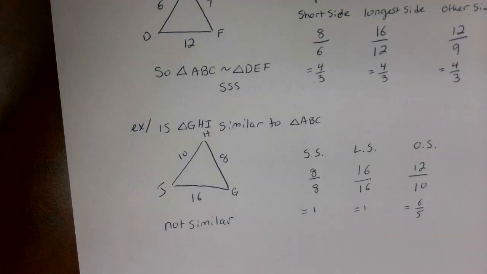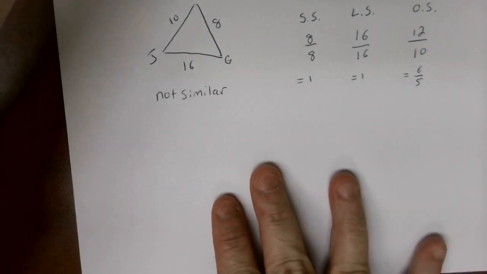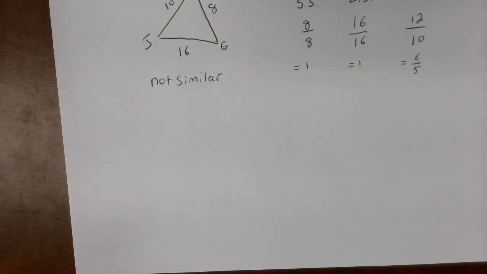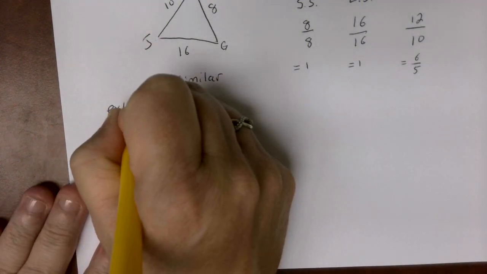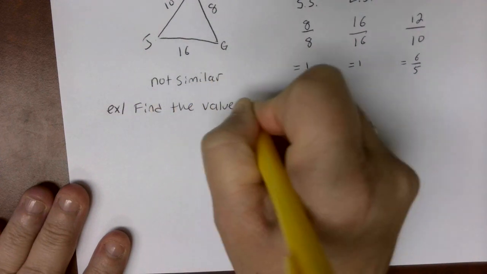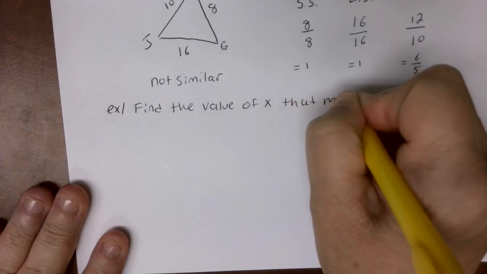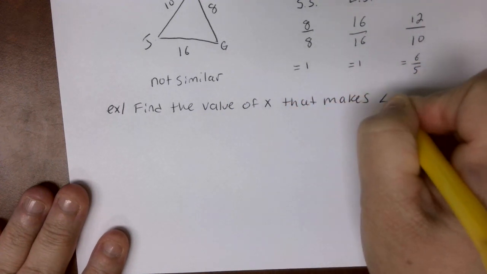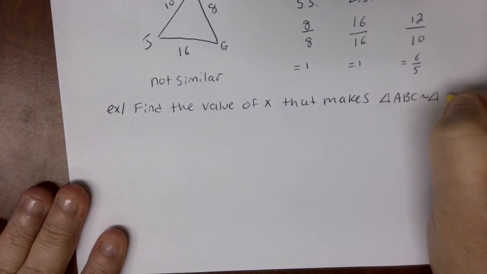Right, let's look at some where you don't actually know all of the sides. You might have some that are variables too, and you're trying to determine what they are. So let's say that we want to find the value of x that makes triangle ABC similar to triangle DEF.